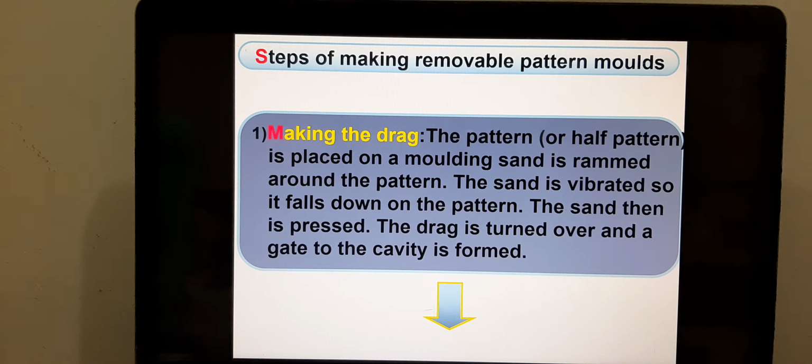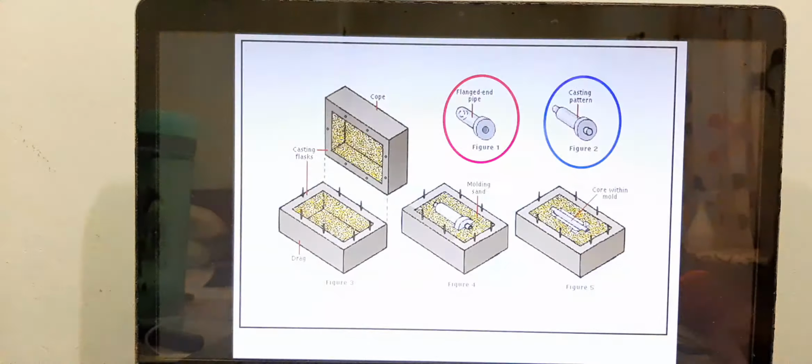Okay, so first, making of the drag. Half of the pattern is placed on a molding sand and is rammed around the pattern. The sand is vibrated so that it will fall down on the pattern. The sand is then pressed and you do the same thing, and the drag is turned over and the gate to the cavity is formed.